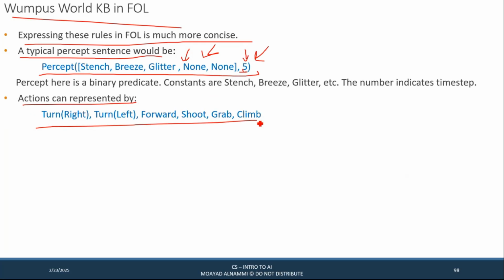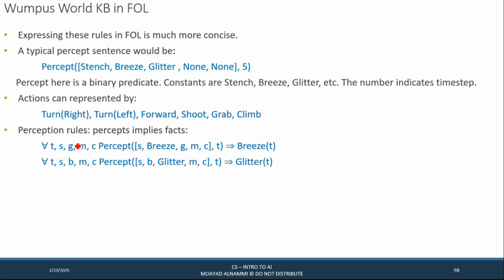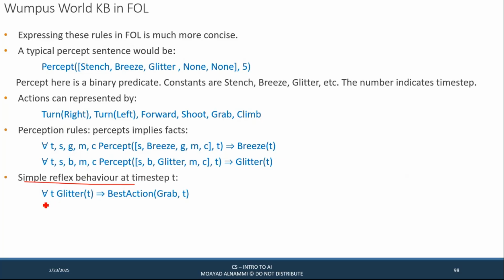Actions can also be represented, whether or not the agent took an action at a particular time step. Furthermore, for the perception rules about the breezes and the glitter, we can use quantifiers like for all and there exists. These are things you've already taken. This is how to have a simple reflex behavior. If there's a glitter at any time step in your current location, then just take the action of grabbing it.